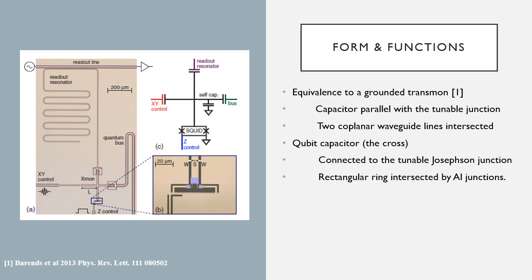The electrical circuit is equivalent to a grounded Transmon, with the capacitor in parallel with a tunable junction. Different from a traditional Transmon, the qubit capacitor is formed by intersecting 2 coplanar waveguide lines. The qubit capacitor connects at the bottom to the tunable Josephson junction, which is formed by the rectangular ring-shaped superconducting quantum interference device. The rectangular ring is intersected by 2 identically sized aluminum tunnel junctions, which are the blue regions.